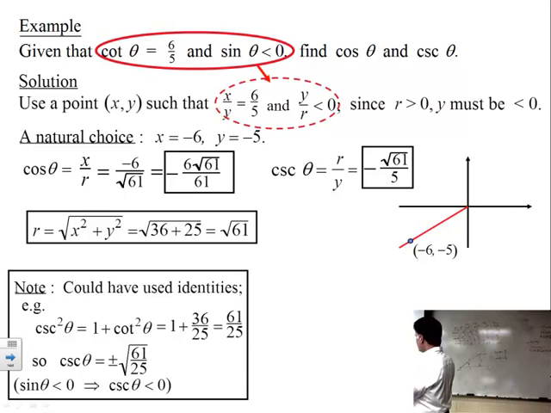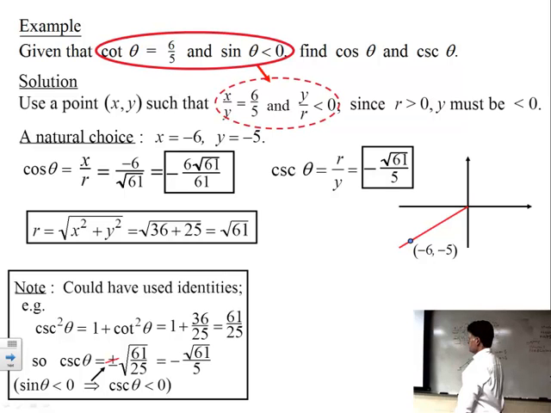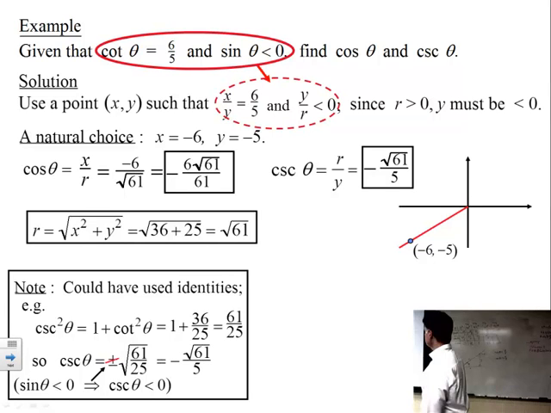Okay. So if sine is negative, the cosecant is also negative. It's reciprocal, so we have to take the negative solution. So it's negative 61 over 5.